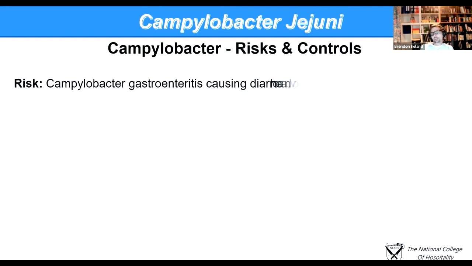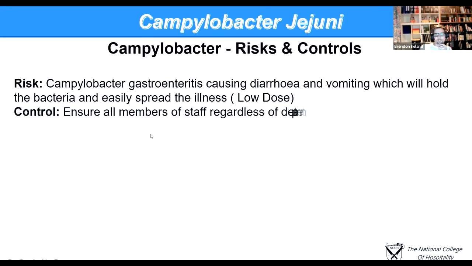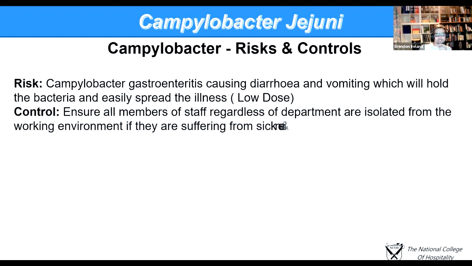So, Campylobacter and gastroenteritis causing diarrhea and vomiting, which will hold bacteria and easily spread the disease. Obviously, this is a low dose organism, so very, very effective. Controls: ensure all members of staff, regardless of their department, are isolated from the working environment, even if they are suffering from sickness and diarrhea. This is essentially putting in the maximum controls possible.